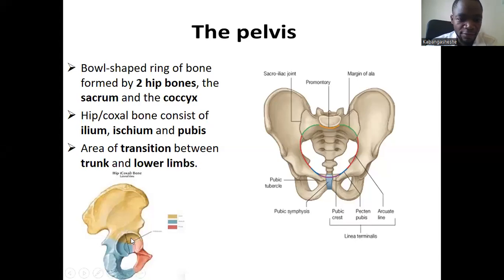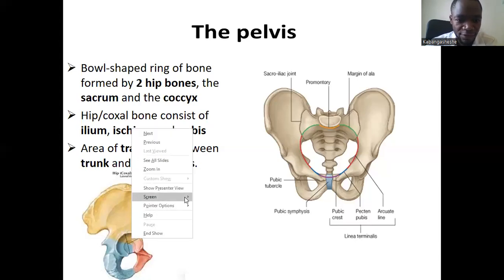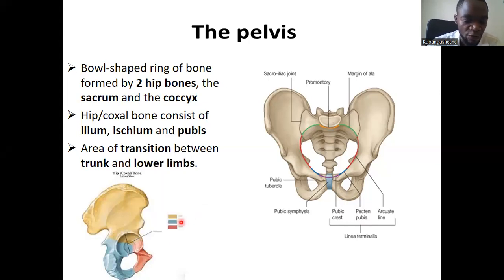Okay. So just allow me to use the pointer now. So you can see the different colors. That is the ilium. It's a hip bone. It's this bone that has been put here. We are looking at this bone from the lateral view. So this is anterior, that is posterior. You can know that this is anterior and this is posterior because of the following features.